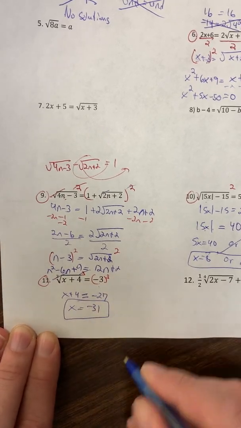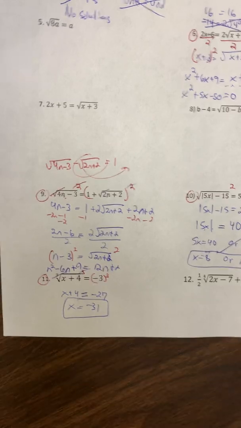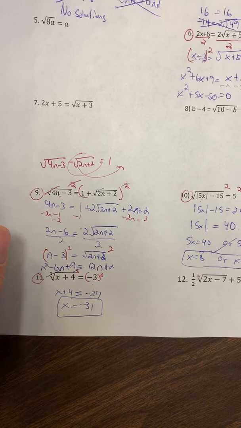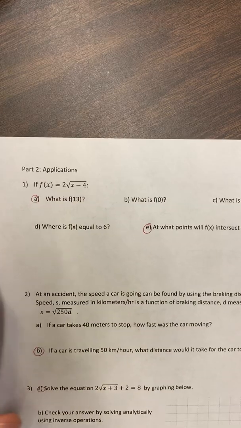We don't actually need to check our answers for cube root equations because there won't be extraneous solutions. For even roots, square roots, fourth roots, sixth roots, we do need to check our answers. Now, it's a good idea to check it. It can check and see if you messed up, but there won't be extraneous solutions.